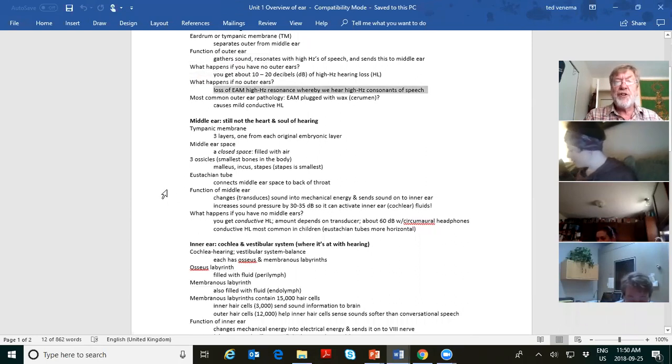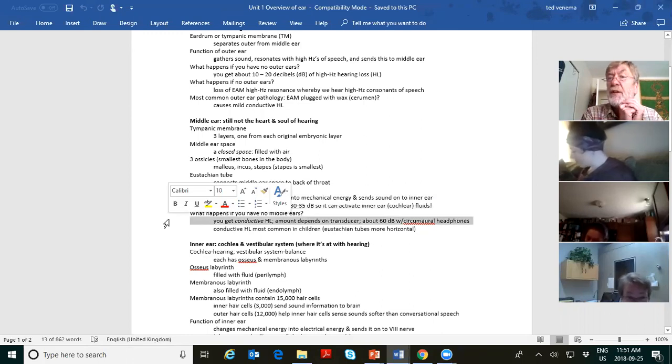And function of the middle ear. These two functions, changes and increases. Okay, it transduces sound into mechanical energy, and it increases sound pressure by about 30 to 35 dB. And then circle this. What happens if you've got a problem? Conductive hearing loss. What happens with excessive earwax?